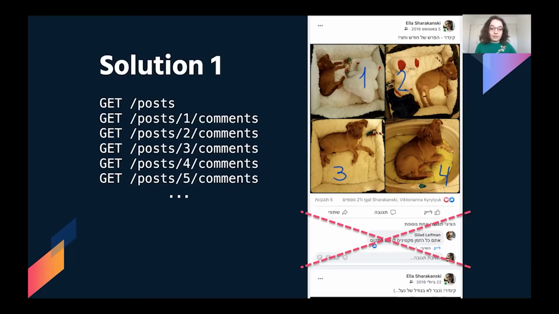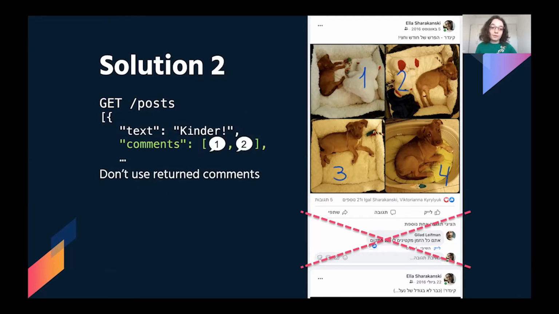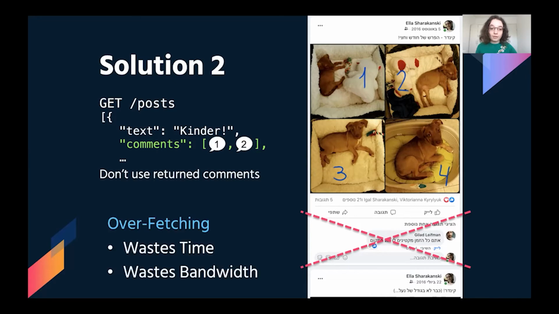Solution number 1, the /posts endpoint won't return comments. And then in the website, you'll have to ask for the comments of each post separately. This is called underfetching, because the /posts endpoint doesn't return all of the data that you need. And having to send these many requests, one for each post, is both slow and inconvenient. So let's look at solution number 2. The /posts endpoint will return comments, but in the app you just won't use them. This is called overfetching, because you're fetching more data than you need.